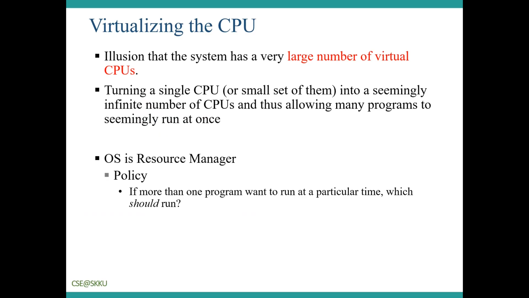The operating system creates the illusion that the system has a huge number of virtual CPUs. In other words, it takes a single CPU and makes it look like there are many CPUs, so multiple programs can appear to be running at the same time. This technique is called CPU virtualization.